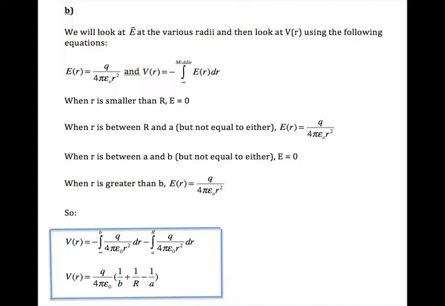What we can see is that it's going to be 0 when r is less than big R, and when r is greater than A but less than B. And when r is greater than big R but less than A, it's going to be Q over 4 pi epsilon naught r squared, and the same thing when r is greater than B. Then to find the potential, we're just going to need to use the limits from infinity to B and the limit from A to big R.